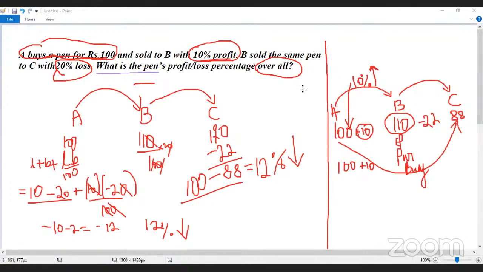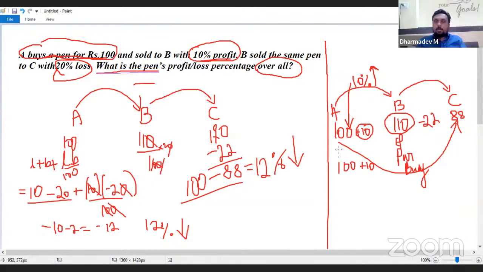Selling, I'm sorry, Dilip, how to sell at 22% plus B plus L to B. Yeah, I'll tell you that. So in this, from 100 to C, it is 88. That means 12% loss. Got it right?